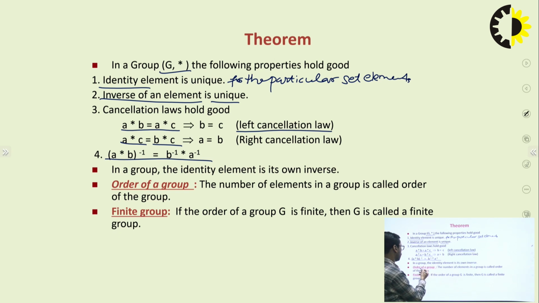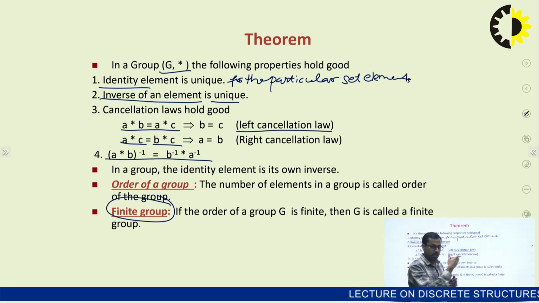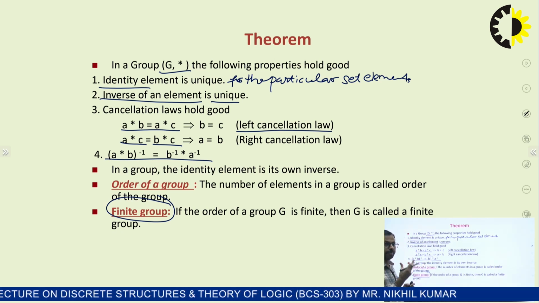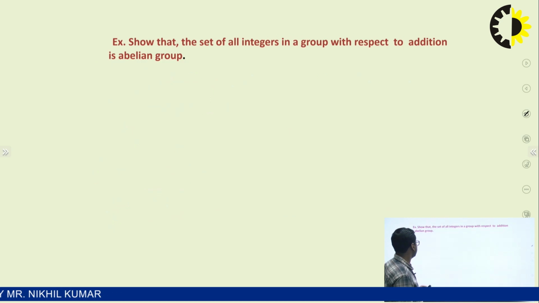What is the order of a group? The number of elements that exist in a group is called the order of the group. And what is a finite group? A group is said to be finite if the number of elements that exist in the group or set is limited and fixed, and we can define the number of terms mathematically. Then that group is called a finite group.